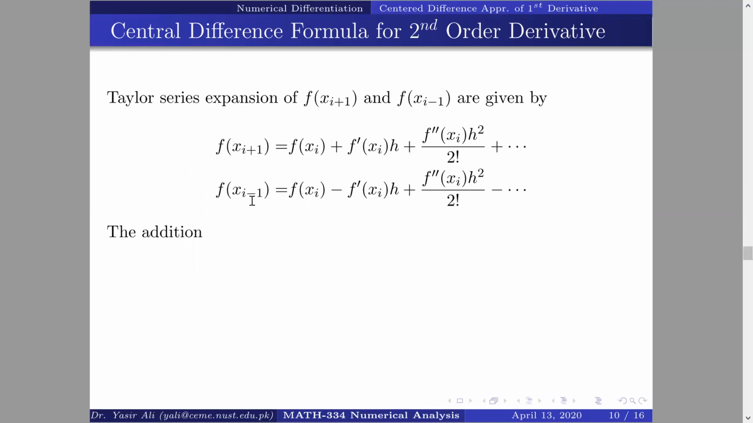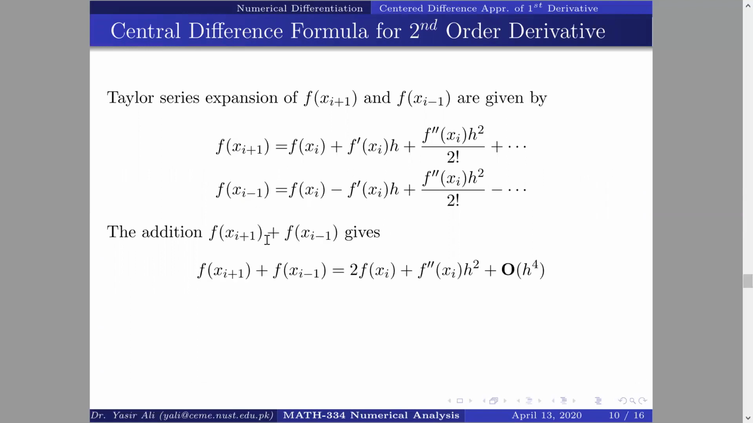If I add these two up, I'm going to get f of xi plus 1 plus f of xi. So this term is going to be twice of f of xi. This will be cancelled, and I'm going to get f double dash xi here, and the order containing h power 4 and higher terms. So I can simply write this in this form.